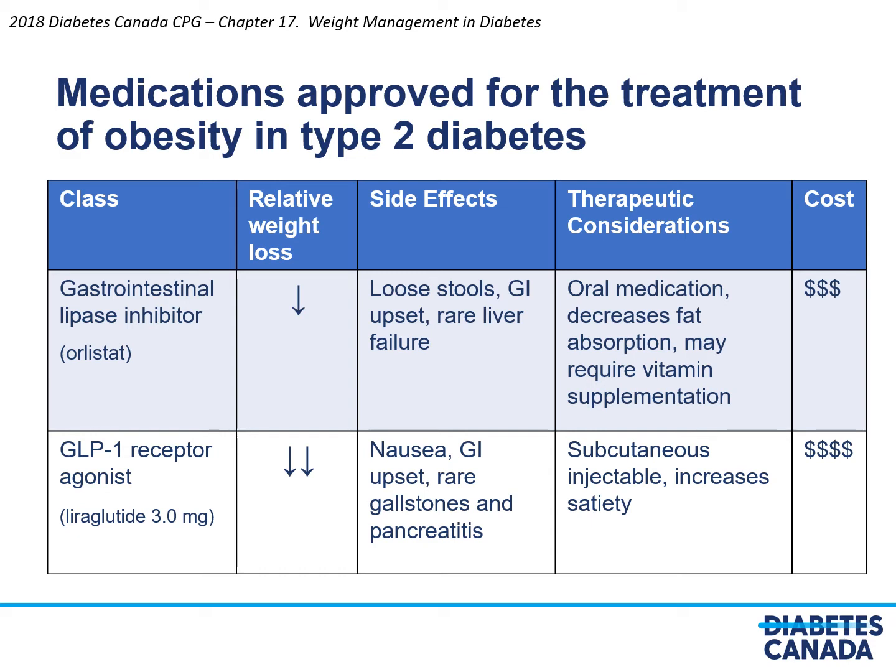The second agent is a GLP-1 receptor agonist called liraglutide at 3.0 milligrams. The relative weight loss is moderate. Side effects include nausea, GI upset, rare gallstones, and pancreatitis. The therapeutic considerations include that it is a subcutaneous injection and it increases satiety. There is also a cost to this agent.